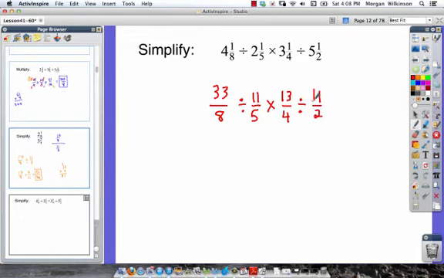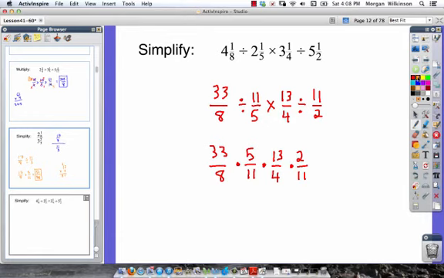Now in this problem, we're going to start from the left and go to the right, but we know that we can copy dot flip whenever we have division of fractions. So let's do that. 33 eighths, and we're going to multiply by 5 elevenths. Then we're multiplying, I'm changing the symbol, to 13 fourths. And then finally, if we look at the other one, we're going to multiply by 2 elevenths. So division of fractions is really just multiplication of the reciprocal. So now we're multiplying all the way across.